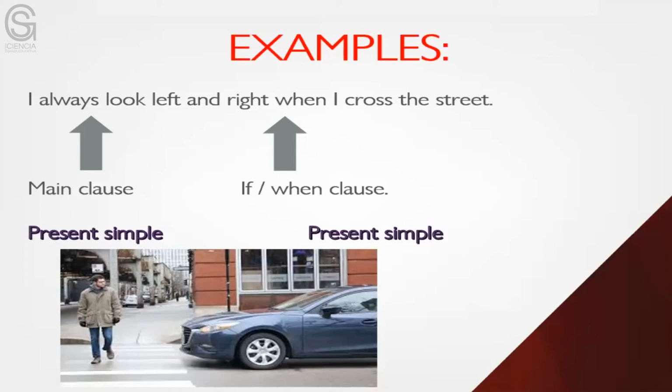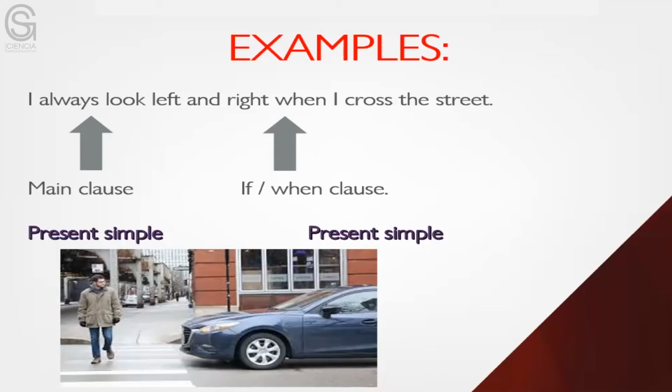And remember that if we're using, first of all, the main clause, it's not necessary to write down the comma. And in both sentences, or in both clauses, you need to use present simple to show that you're using the zero conditional.